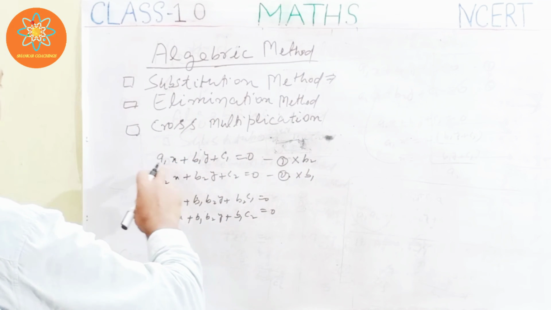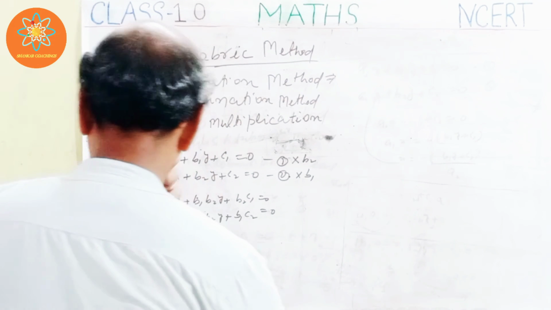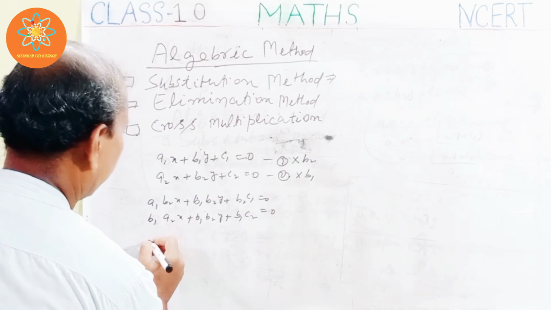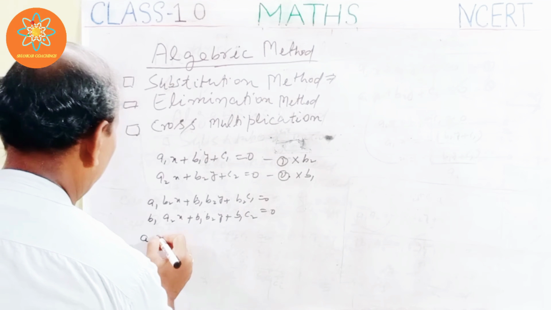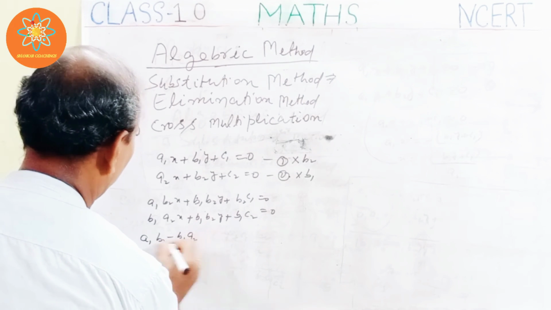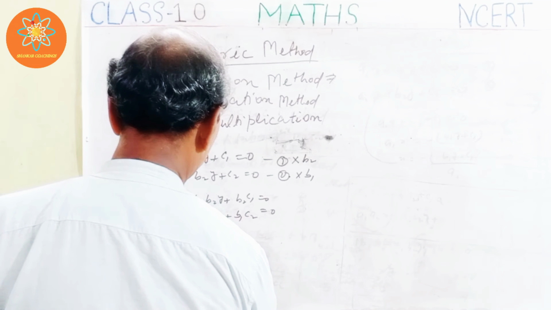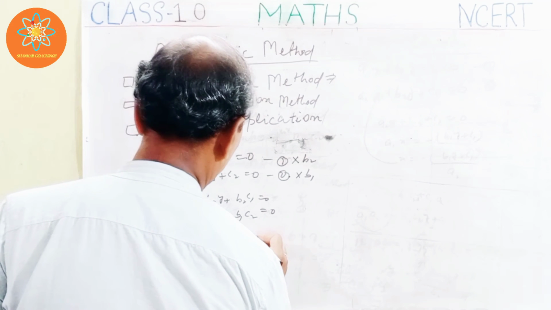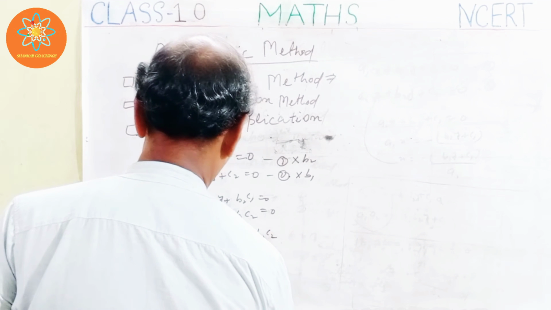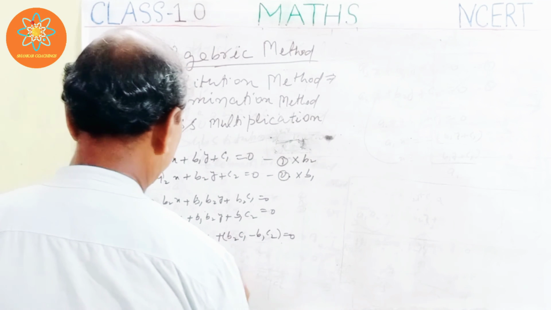I multiplied this by b2 and this by b1. So if I subtract, this will cancel out, and I will get a1 b2 minus b1 a2, times x, plus b2 c1 minus b1 c2 is equal to 0.